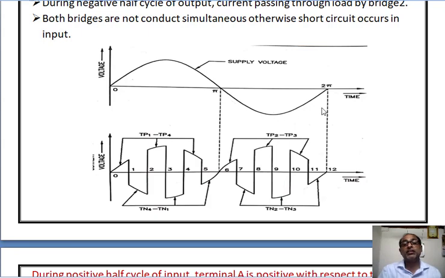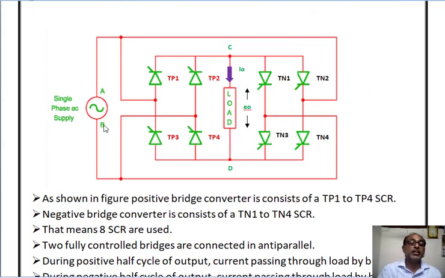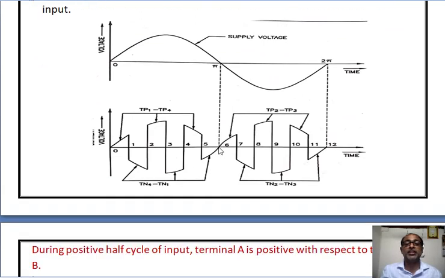Now during the negative cycle of the input, terminal B is positive with respect to terminal A. So during this time, TN2 and TN3 are forward biased from the negative group converter, and the SCRs TP2 and TP3 are forward biased from the positive bridge, or bridge number 1. Now at instant 6, the thyristors TN4 and TN1 are turned off by force commutation. At that time, SCRs TP2 and TP3 are turned on by applying the proper gate pulse.